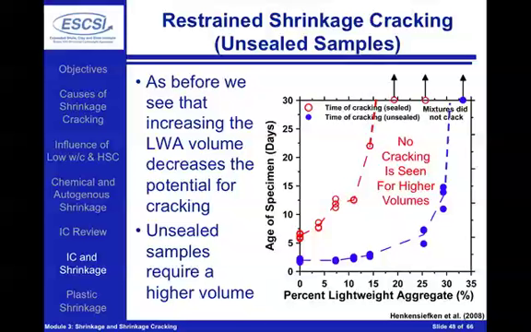35%. The whole idea here, though, is unsealed samples are going to require a higher amount of lightweight aggregate than what we would have calculated just by replacing the chemical shrinkage water, because now we have to deal with not only the chemical shrinkage vapor-filled spaces that are forming, but also the loss of water to the outside through evaporation.